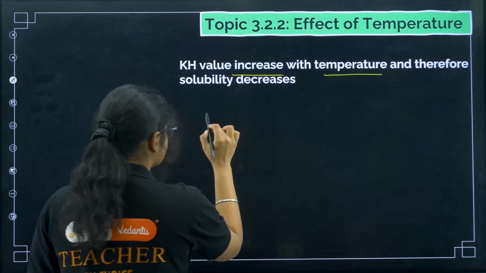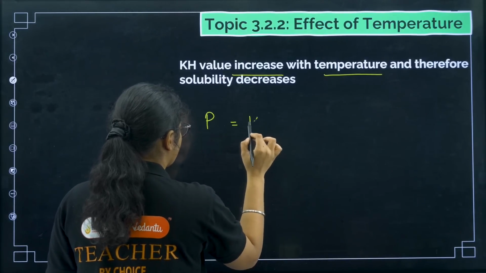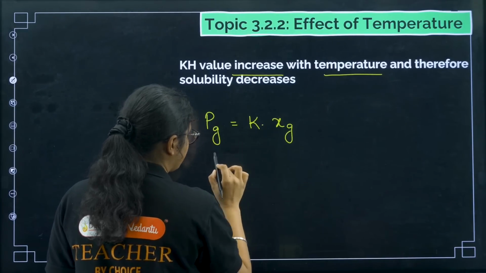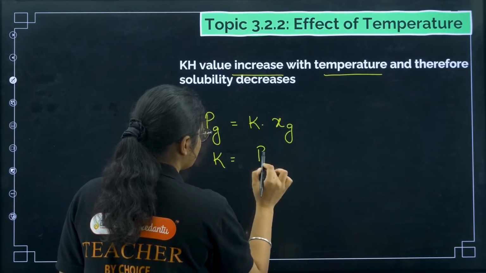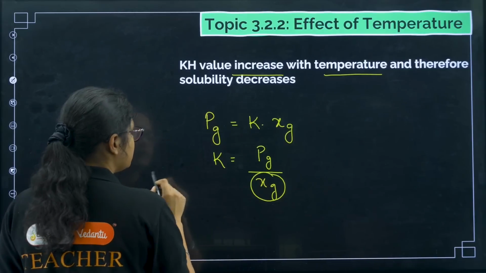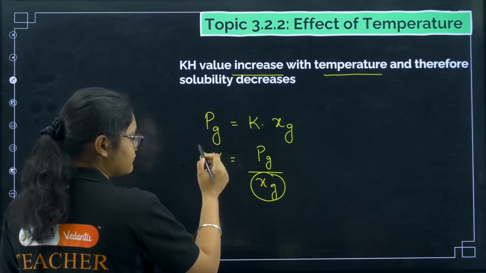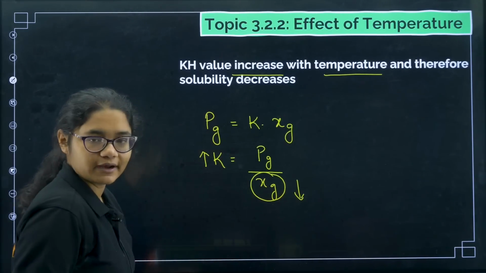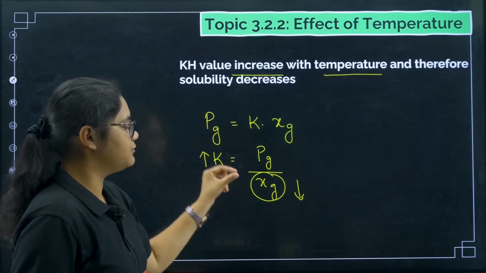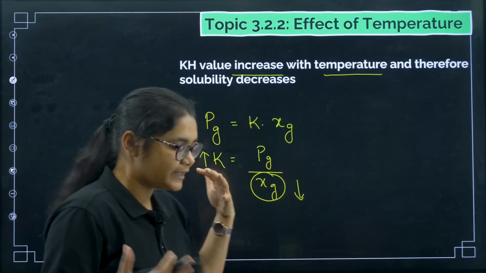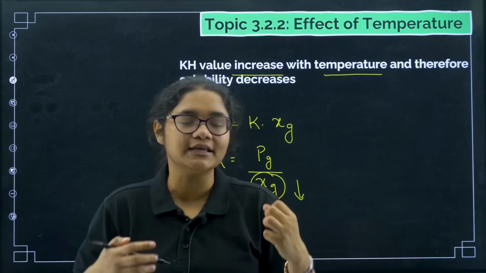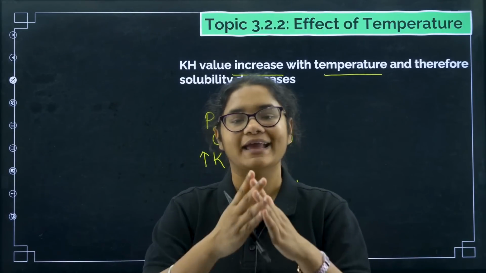So we have this formula, P is equal to K into X. I can also write it like this, K is equal to P by X. This X is nothing but solubility. Now when you increase the temperature, K value will increase. If K value is increasing, this value will decrease. So mathematically you can say that when temperature increases, K value increases, so solubility decreases. But what exactly happens is that when you increase the temperature, the particles gain more kinetic energy to escape from the solution to the gaseous phase.